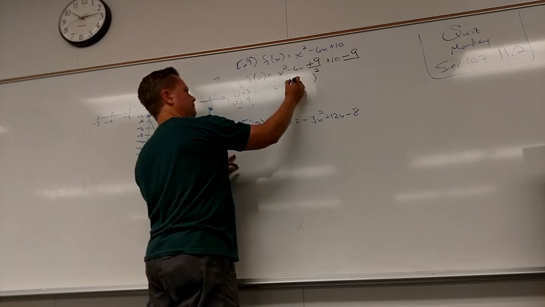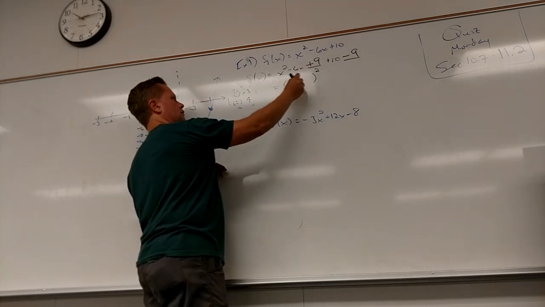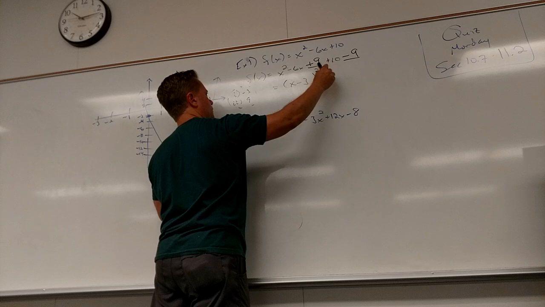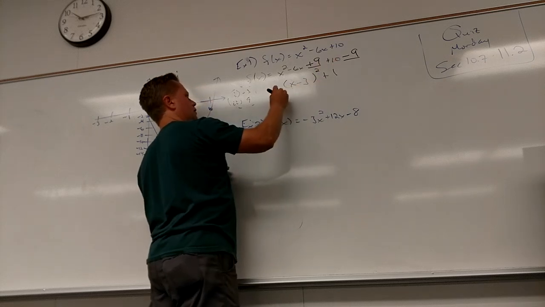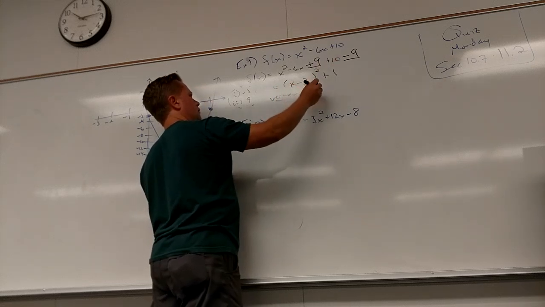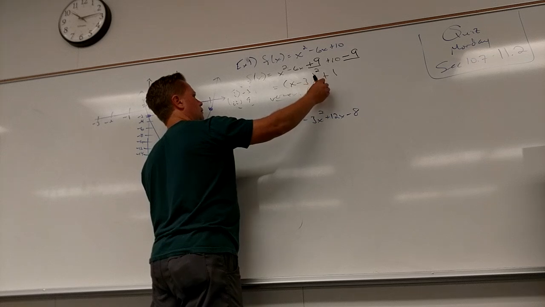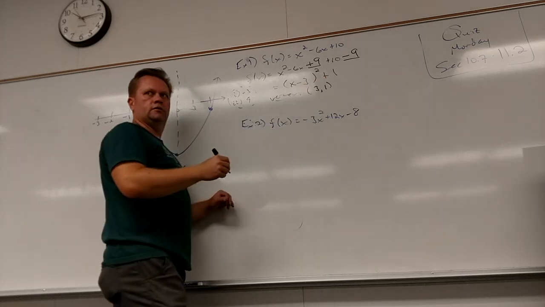The reason we did nothing is we made it look different. It factors like what? x minus 3, squared. And over there you get plus 1. So the vertex is 3, 1.